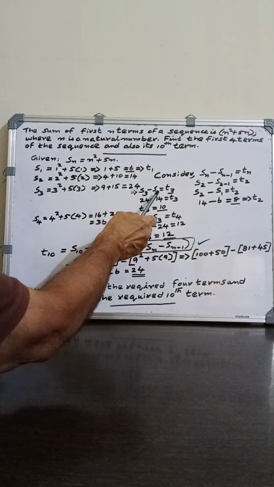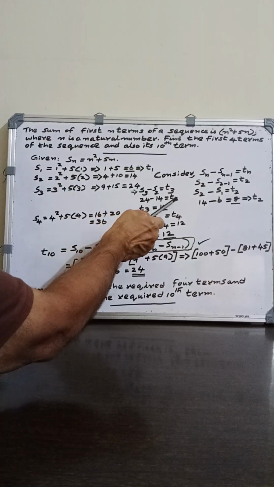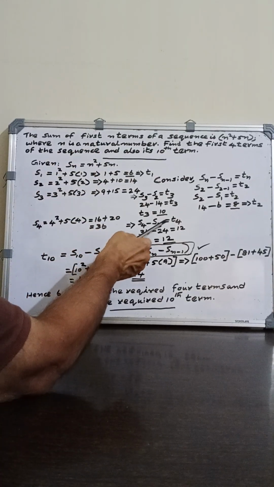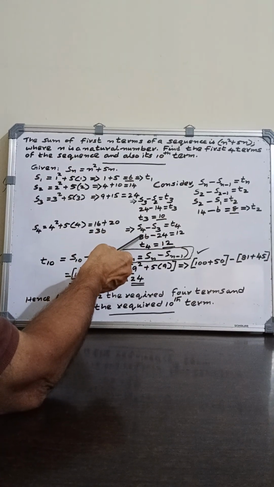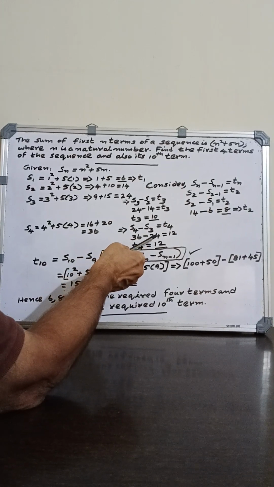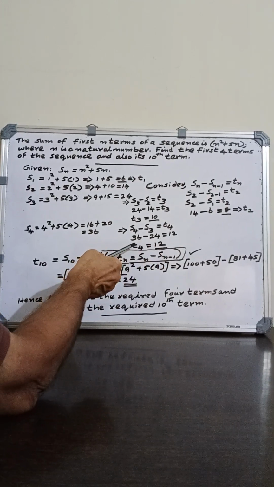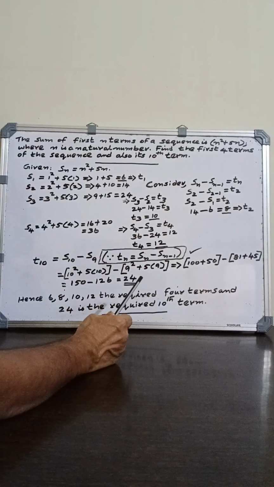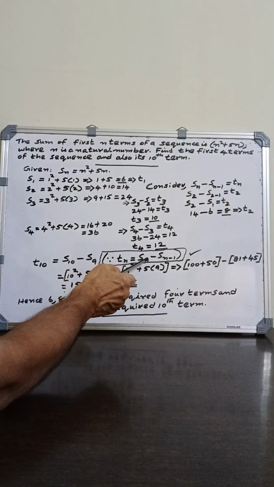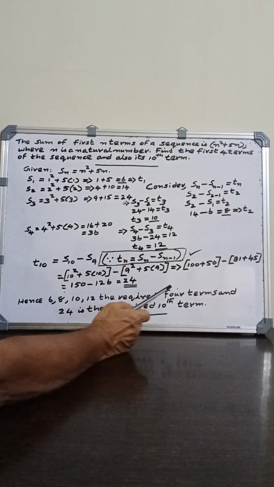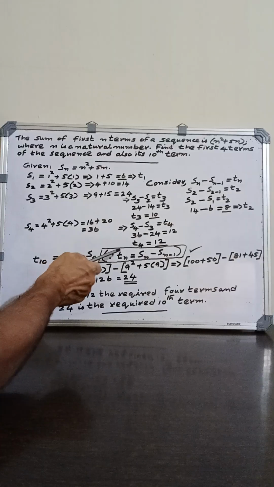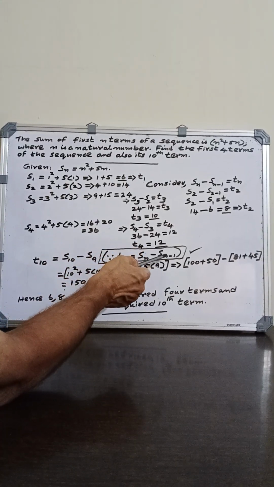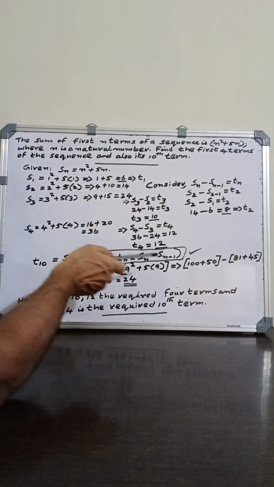From this, S3 minus S2 is 24 minus 14, T3. That is T3 equals 10. S4 minus S3 equals T4. That is 36 minus 24 equals 12. That is T4 equals 12. Here we are following the equation Tn equals Sn minus Sn minus 1. Always remember that Tn, the nth term, can be traced from the sum of n terms minus the sum of one term lesser than n.